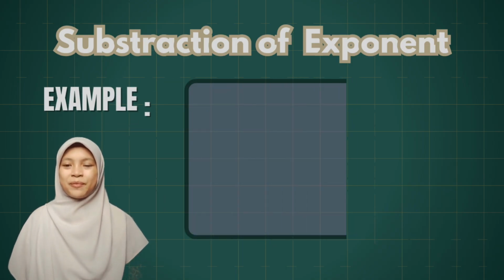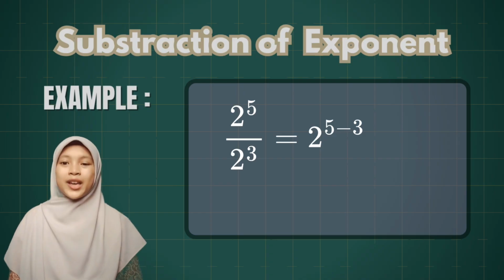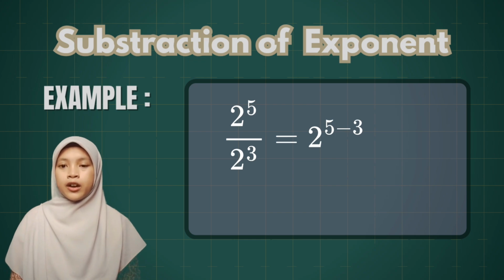Alright, for example, 2 to the power of 5 divided by 2 to the power of 3 equals 2 to the power of 5 minus 3, which equals 2 to the power of 2, which equals 2 times 2.